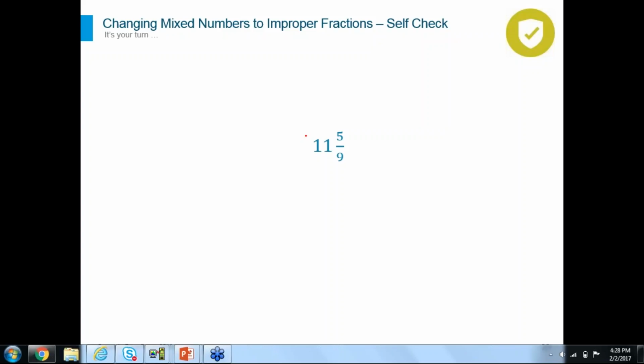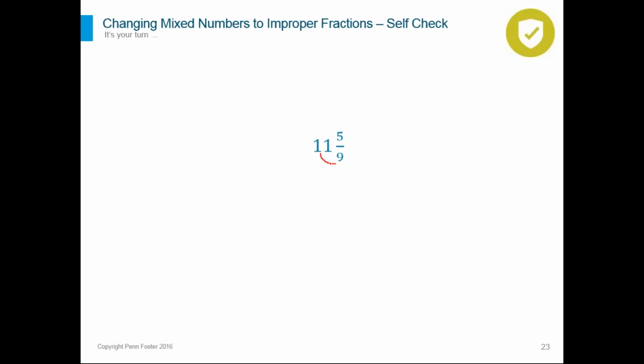So the way we're going to do that again is multiply and then add. So multiply 11 times 9, 11 times 9 equals 99. And then add 99 plus 5 will give you 104. So the improper fraction for this mixed number is 104 on the top. Keep the same denominator on the bottom, 9. That's it.